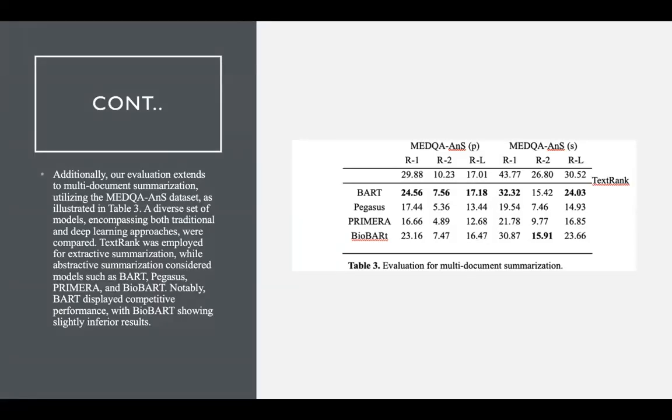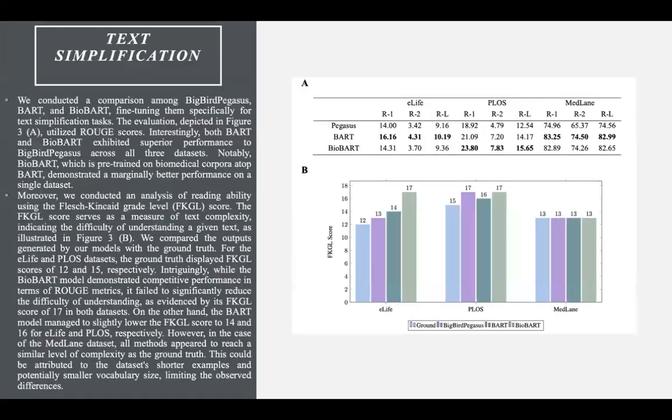Additionally, our evaluation extends to multi-document summarization using the MedQA data set, as illustrated in the picture. A diverse set of models encompassing both traditional and deep learning approaches were compared. TextRank was employed for extractive summarization, while abstractive summarization considered models such as BART, Pegasus, PRIMERA, and BioBART. And as usual, BART displayed competitive performance, with BioBART showing slightly inferior results.